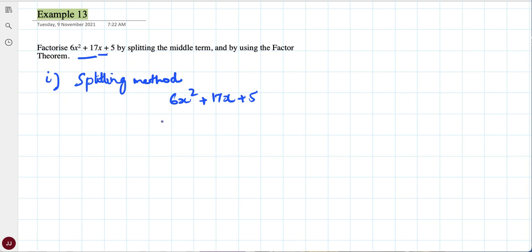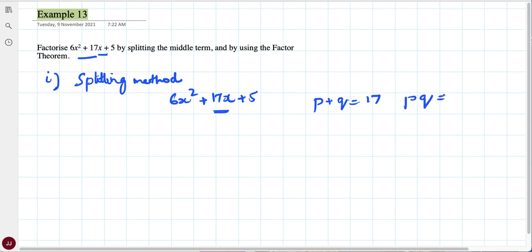So we know the two factors. We have to split the middle term. The sum of the split middle terms should be 17, and the product should be 6 into 5, that is 30. The product should be 30 and the sum should be 17. So we have to look at the factors.